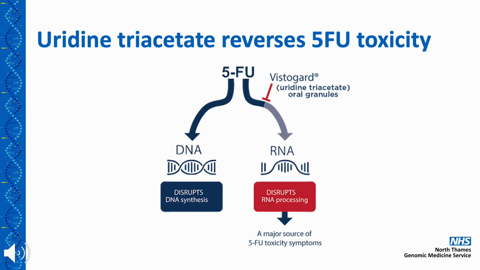Uridine triacetate, known by the brand name Vistogard, is a reversal agent which is given orally in 5-FU toxicity. This medication generates replacement of excess uracil molecules to compete with 5-FU and reverse toxicity.